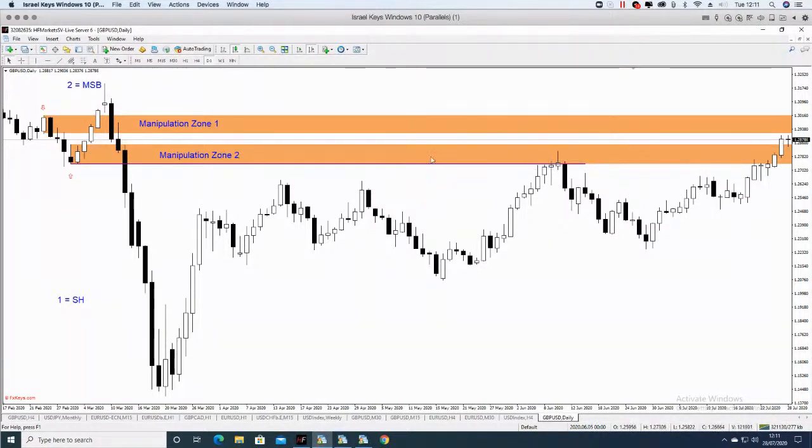Your first decision is when you get back to manipulation zone 2. First of all, you do get a daily reversal here, right? There is a daily engulfing there, right? Also, there is a short-term daily low there. I'm going to borrow those arrows and duplicate them.